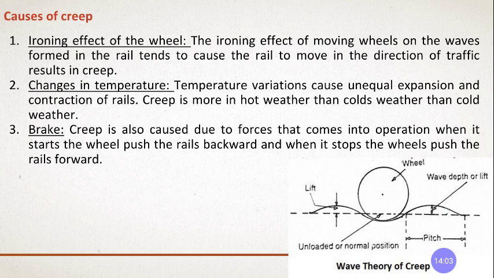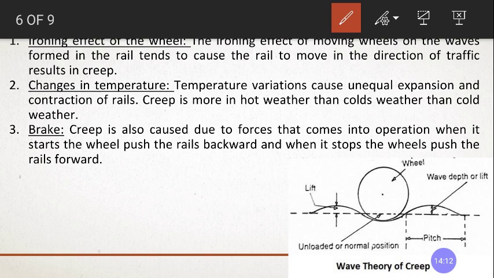This is what is called wave theory or ironing effect. It is also called the wave theory of creep. So when these corrugations form like this, when you try to move forward, it will drag the rail also forward. So that is what causes creep.